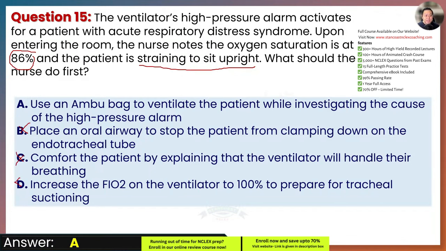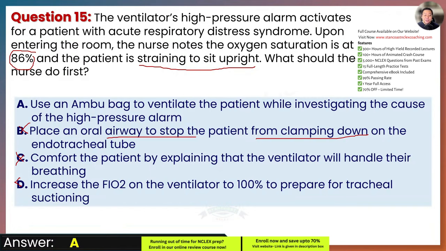Place an oral airway to stop the patient from clamping down. So basically, the clue here is stop the patient from clamping down. All right. So biting could definitely cause a high pressure alarm, but there's no clear evidence that this is happening. Maybe if it's happening, you'd likely see visible bite marks on the tube or hear a high-pitched sound. But even if they're biting, this doesn't really fix the oxygenation problem first. So eliminate option B.